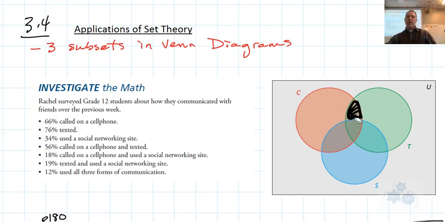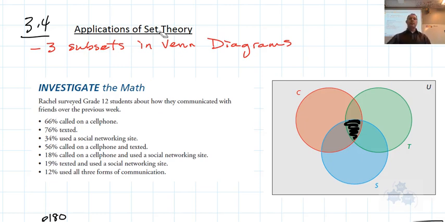Okay, very good. And similarly, in this particular section right here, these would be the students that only did cell phone or social networking site. They did not text at all, right? That's what these people did. And what about this middle section? What's the middle section? The middle section is students that did all 3, right? Cell phone, texted, and social networking site, all 3.